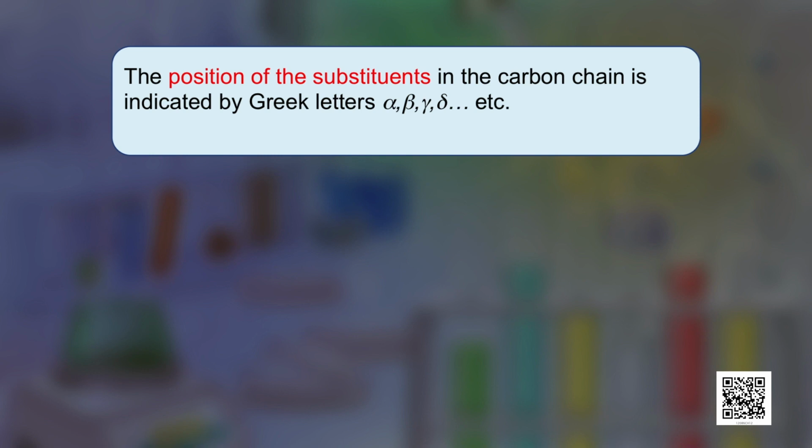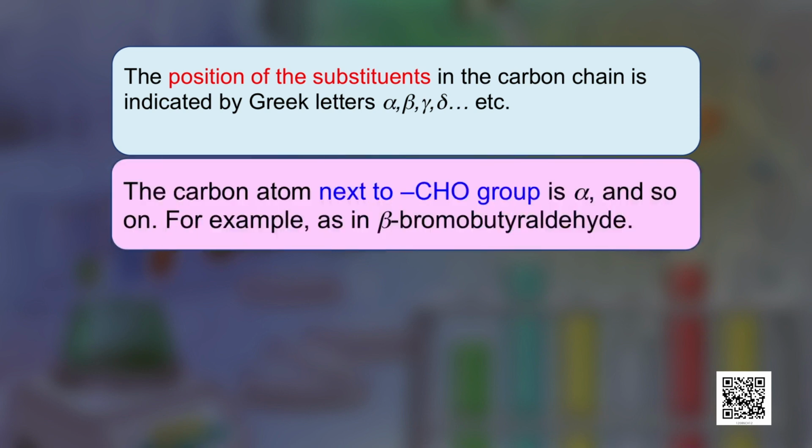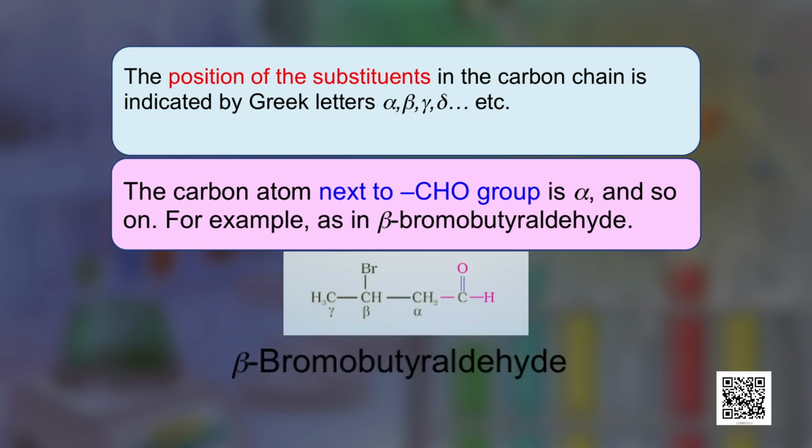delta, etc. The carbon atom next to CHO group is called alpha, and so on. The next is called beta, and then the chain goes on. For example, in beta bromo butyraldehyde, whose structure is shown here, you can see that at beta position bromo group is present.